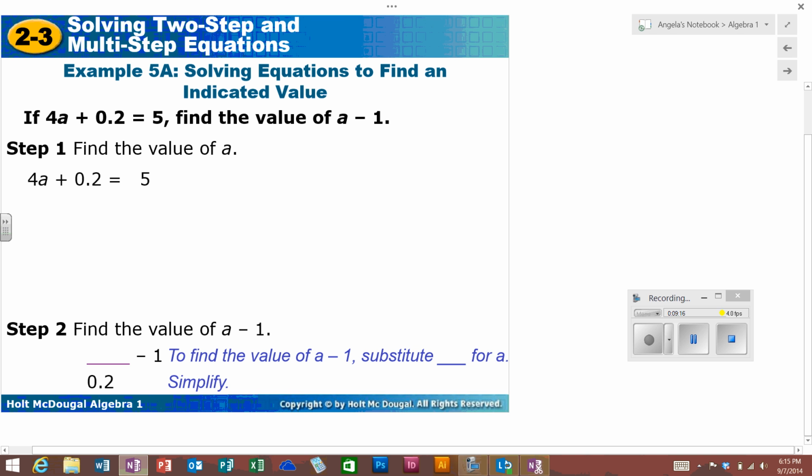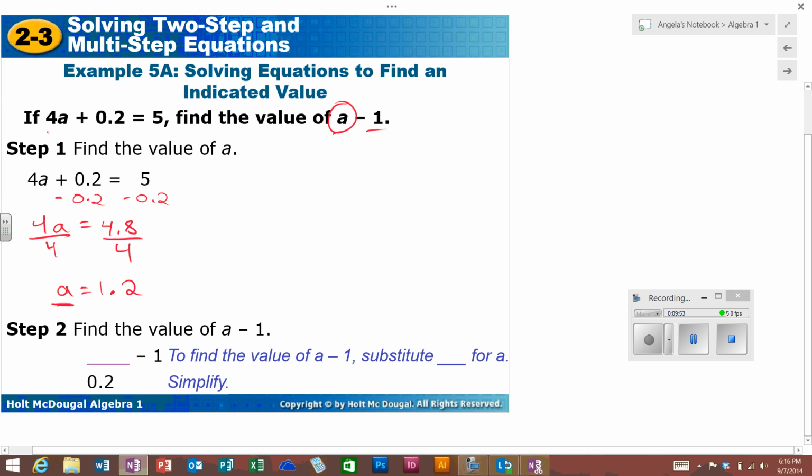All right, you're going to see these problems in your homework. So here's what's going on. You have an equation, 4a plus 0.2 equals 5. They want you to find the value of a minus 1. Well, you can't really find the value of a minus 1 unless you know what a is. So first we need to solve for a. So we're going to subtract 0.2. So that would be equal to 4.8. Then I'm going to divide by 4. And my a is equal to 1.2.